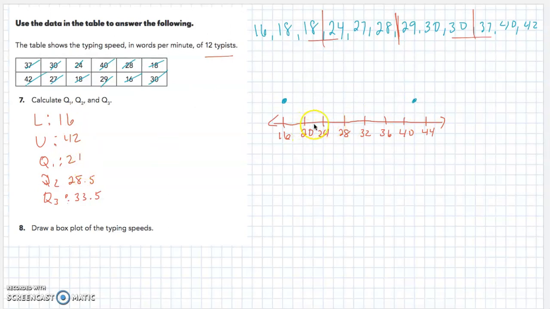Quartile 1 is 21. So again, these won't always be exact, so we just have to estimate them as best we can. Quartile 2 is 28.5, so here's 30, so 28.5 can be about right there. And then Q3 is 33.5, so this is 34, so 33.5 is about right there. All right, so again, they don't have to be perfectly exact. We just want them to be as close as we can. And so there you go. There's our 5-point summary, and there's our box plot.